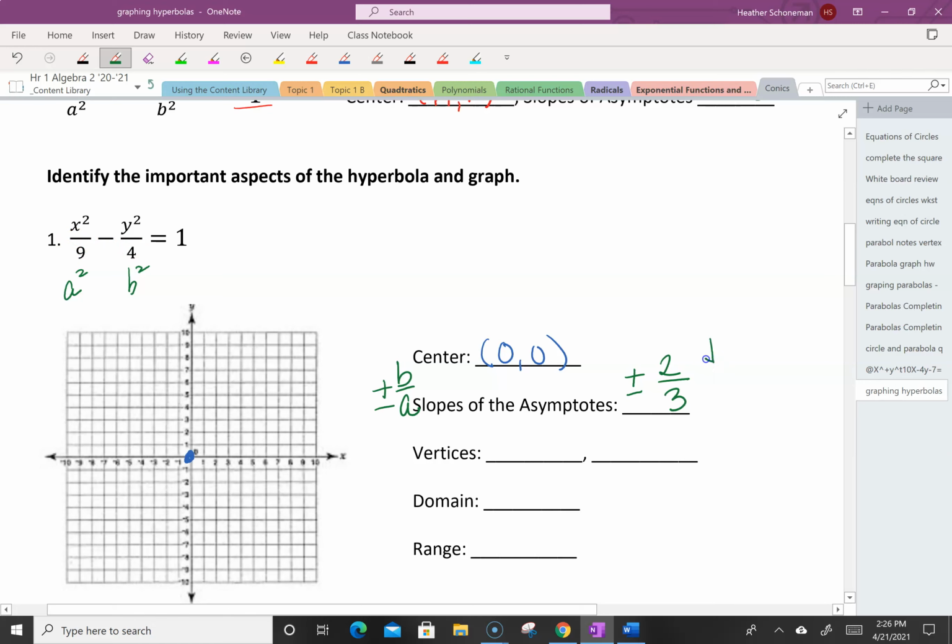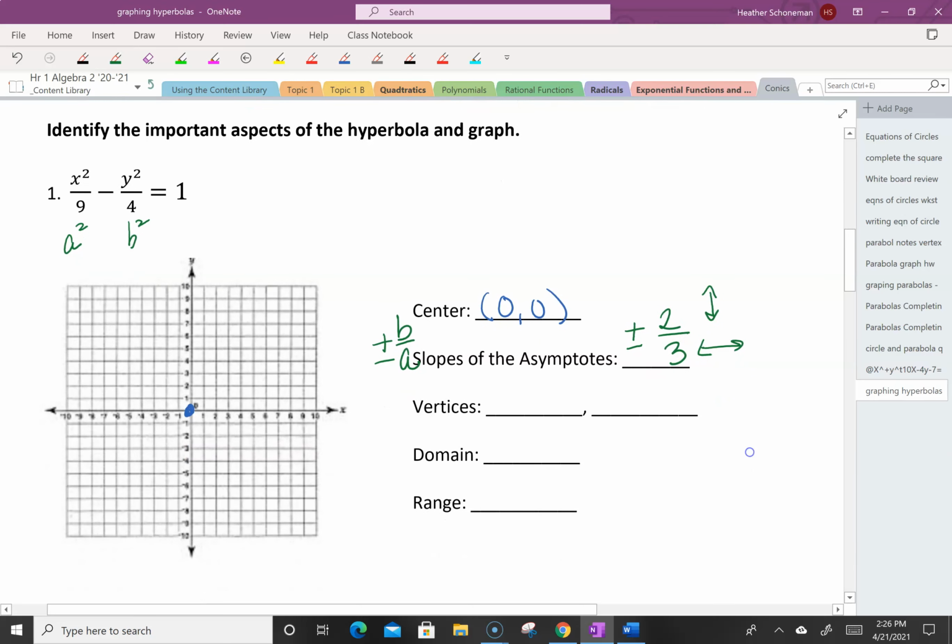Remember, slope is rise over run, so the rise controls the up and down, and the run controls the left and right. Starting from the center, we're going to go up 2 and then down 2. That's our rise. Starting back at the center, we're going to go right 3 and left 3. That's our run. Now we're going to use these points to create a box.